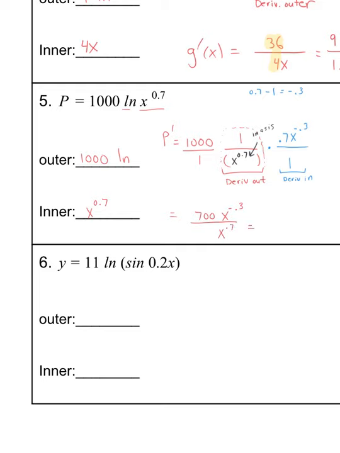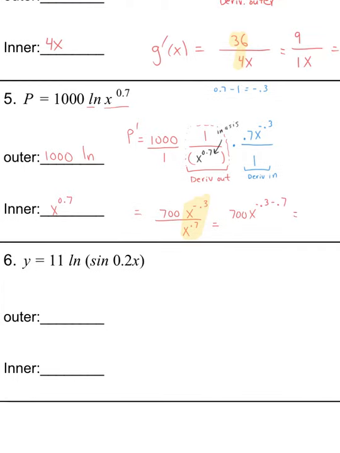Okay, to simplify that, I can simplify these two x's right here. I'm dividing two exponents, negative 0.3 and 0.7, that have the same base x. So I subtract. Remember that dividing exponents rule? So that gives me 700 x to the negative 0.3 minus 0.7, which gives me 700x to the negative 1. And that is our final answer. That's as far as you can go. Look at how simplified that gets.